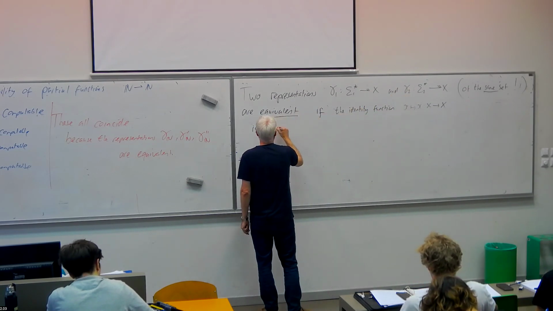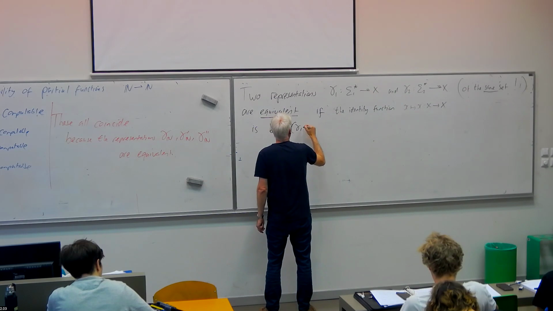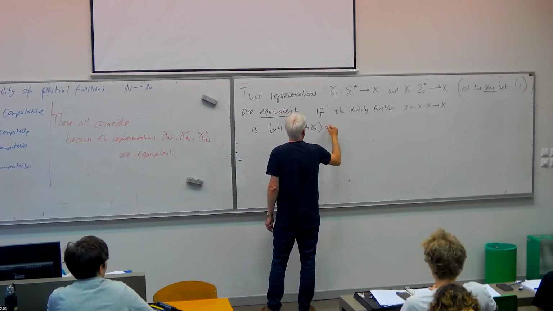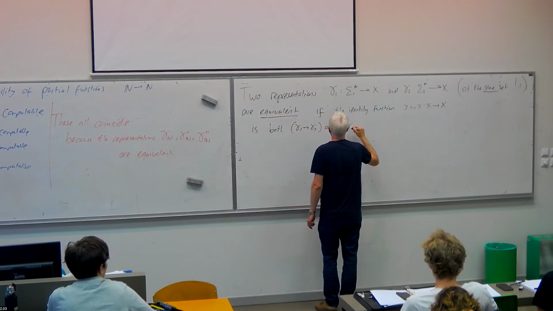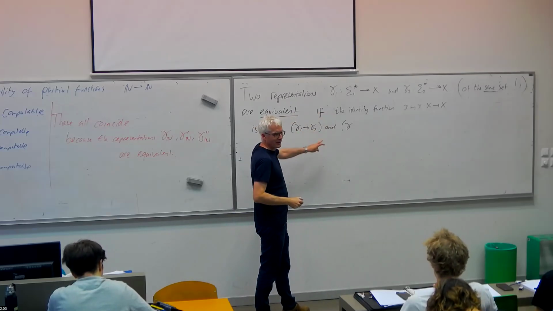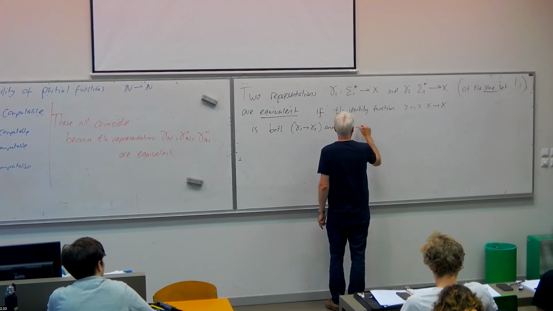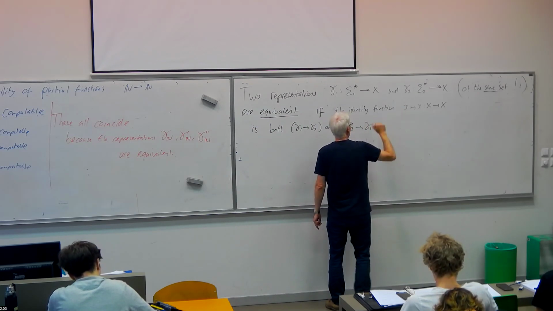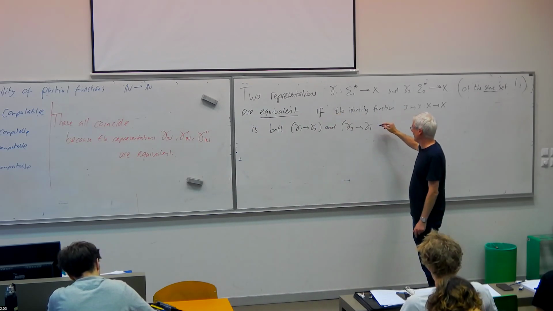So it's both gamma 1 arrows gamma 2 and gamma 2 arrows gamma 1. Sorry, I keep on saying it wrong: sigma is the alphabet, the capital, and gamma is the little one.